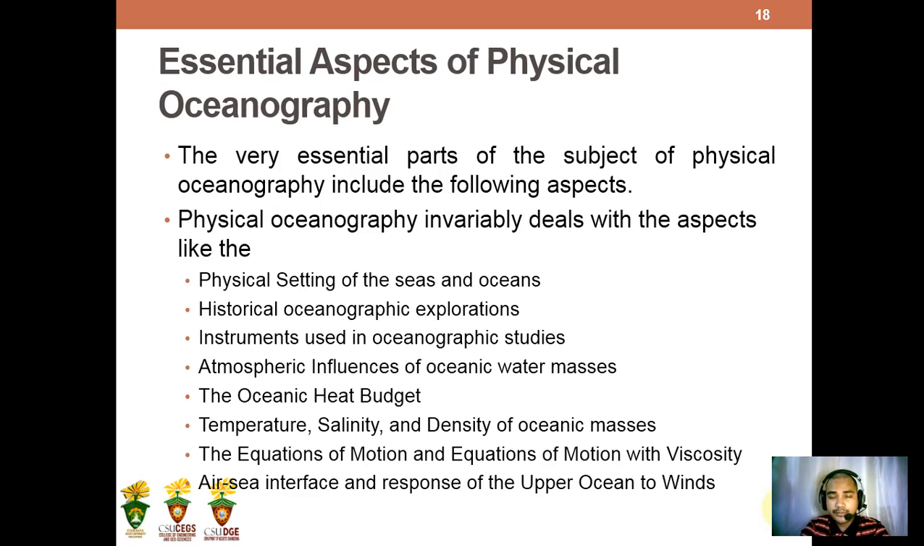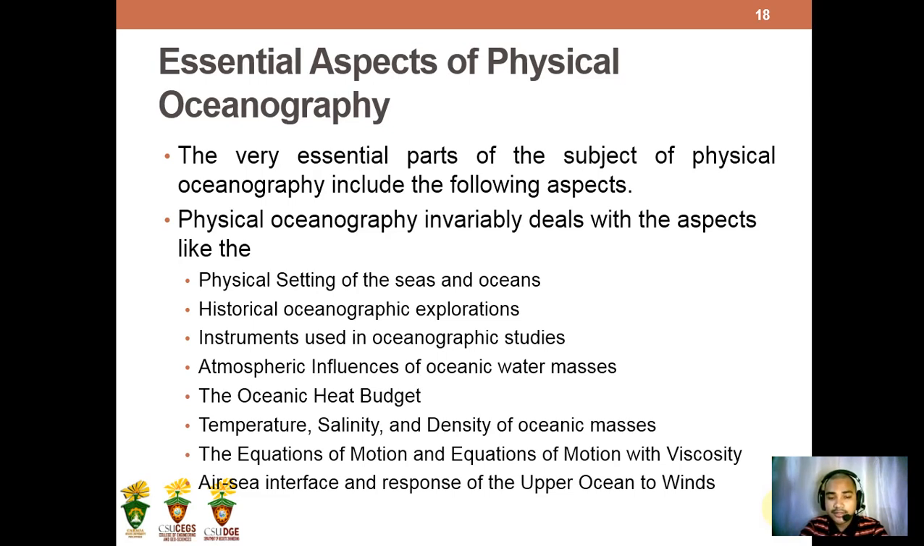Of course, before they study the other aspects of physical oceanography, they need to study first the historical aspect, the expeditions, the explorations during the ancient times, before they do the studies or the researches in the present. Next is the instruments used in oceanographic studies. They need to know the instruments and their capacity, what data they can gather, and what data sets they can get.